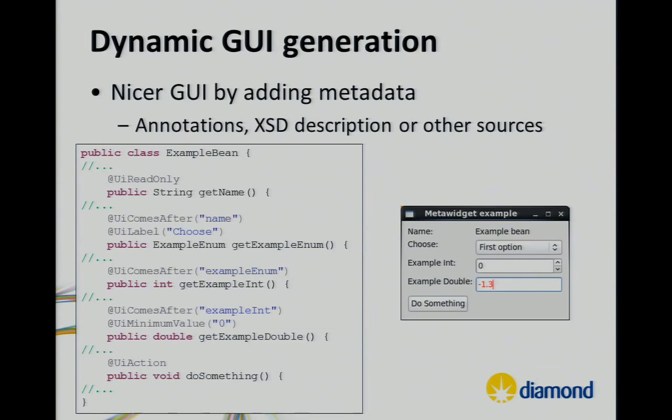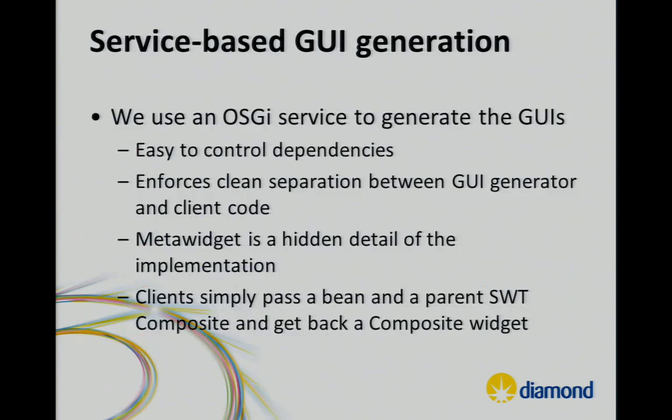So now we've changed the order of those fields with the UI comes after annotations. We've made the name read-only, so you now can't edit that. We've put a minimum value of 0 on that example double field, so now it's invalid, it's highlighted red because we've put something negative. And we haven't actually made much use of this ourselves yet, but we've got this UI action annotation, which means we can auto-generate buttons which will call certain methods when they're pressed, and that could be quite powerful.